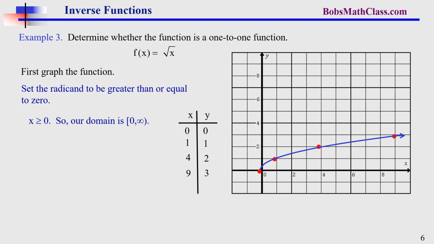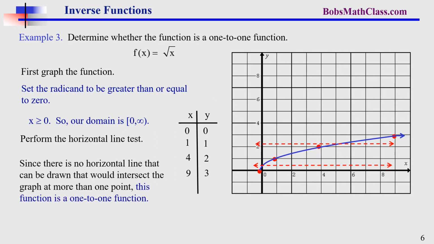So the next question is, is that a one-to-one function? If I draw a horizontal line, does it intersect at only one point? Yeah. It does, only one point, not 2 or 3. Anywhere you draw it, only one point. So this is a one-to-one function.